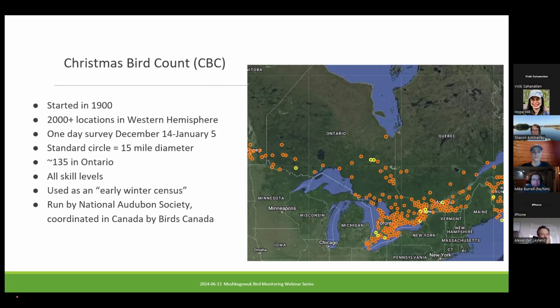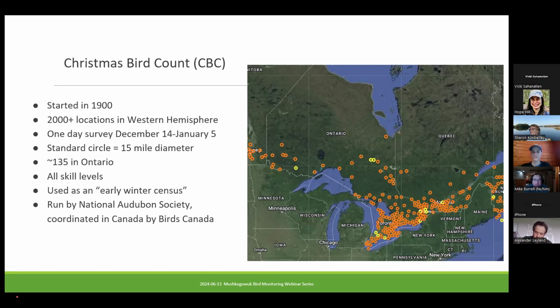The way a Christmas bird count kind of happens is there's a standard circle. So it's 15 miles diameter, or roughly 25 kilometers. So you can see on the map, those are all little circles. And the survey happens on one day within the count period that happens December 14th to January 5th every year. There's about 135 that happen each year in Ontario. People go out on that count day. Usually there's a count coordinator that sort of coordinates where everybody's going to count within the circle that day. And then everybody goes out to their designated areas so that they're not all counting the exact same birds.